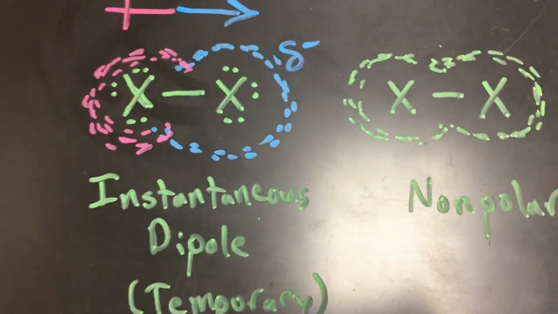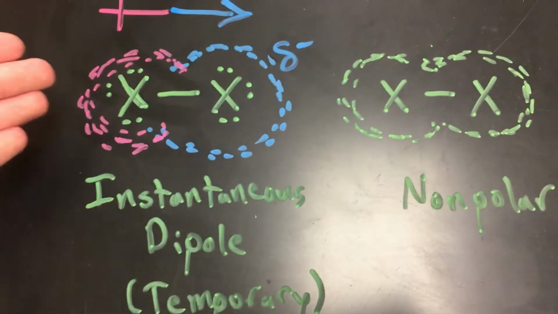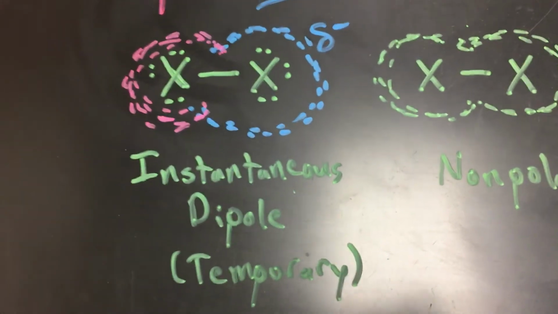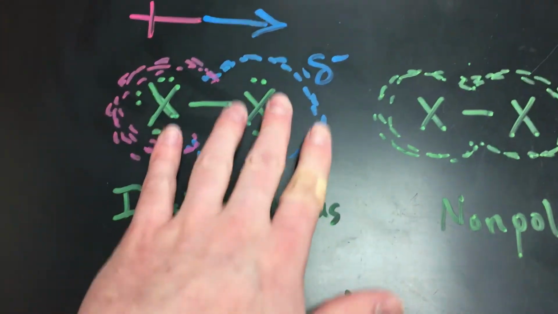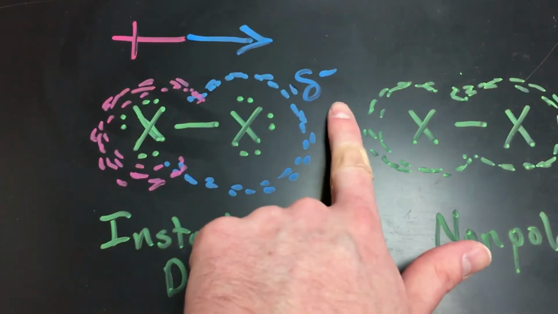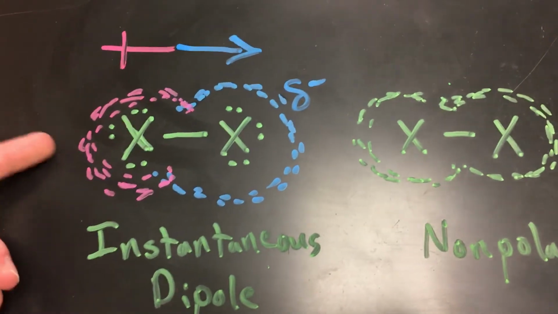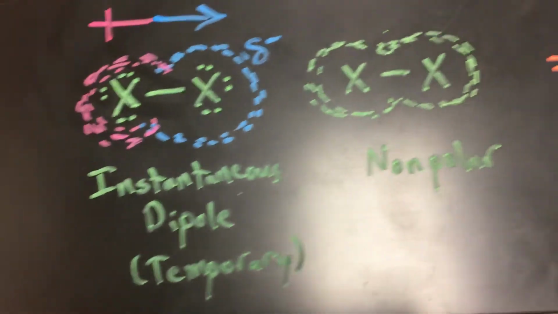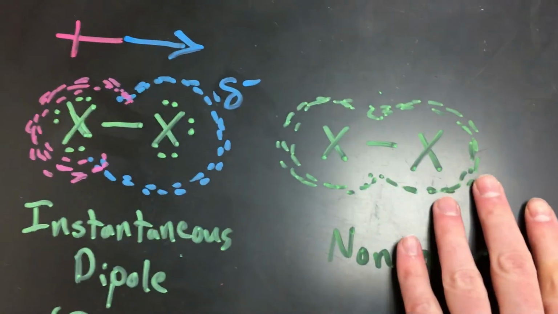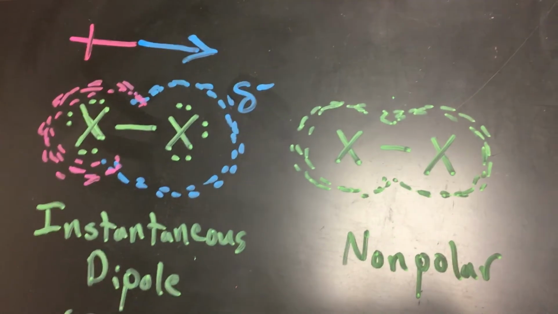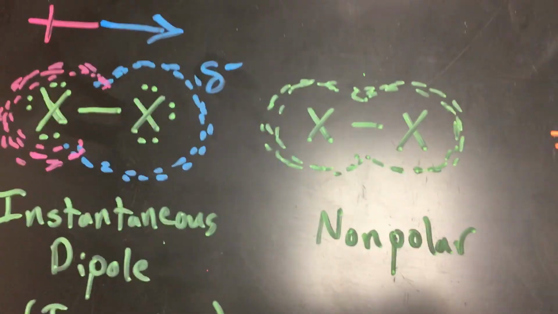We start with a nonpolar molecule that happens to become an instantaneous dipole. Temporarily, it accidentally has some extra electrons over on one side of the molecule, making it partially negative on one side and partially positive over here. We got a dipole going this way, which can then influence the cloud of another molecule. Here I'm just using X's to show a generic halogen like Cl or I or Br.